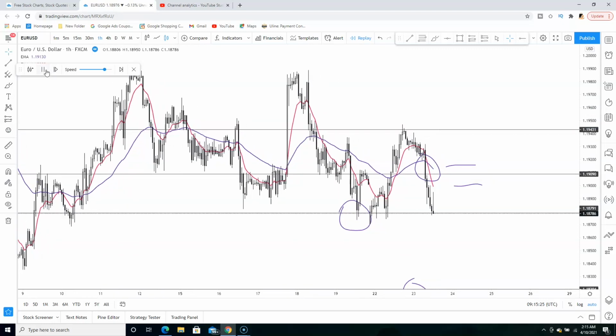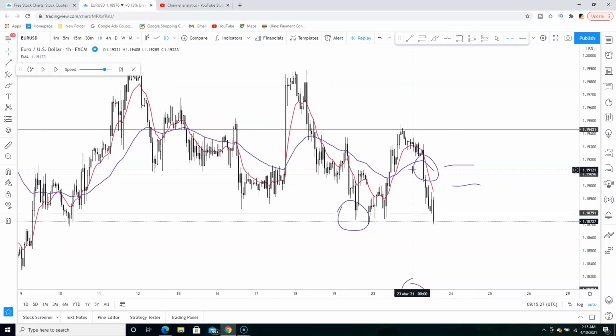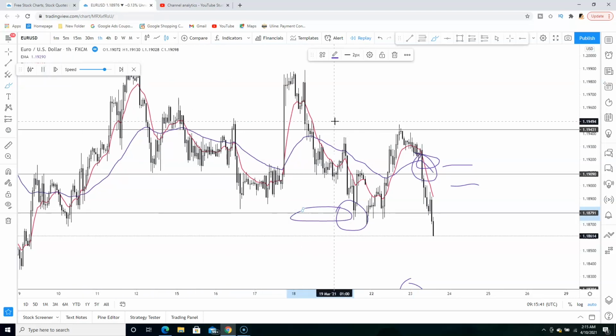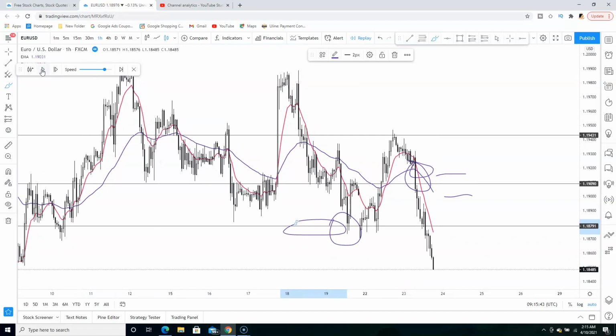Bam, we have our cross right over here. That's our cross right over there. Now you're just simply waiting for price to break this support zone right over here. That's what you're waiting for. Let's keep looking. Bam. You have the break right over there, and then you get in the trade.